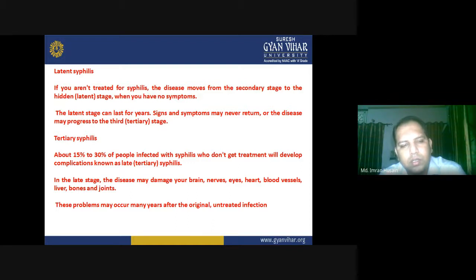Tertiary syphilis. About 15 to 30% of people infected with syphilis who do not get treatment will develop complications known as late or tertiary syphilis. In the late stage, the disease may damage your brain, nerves, eyes, heart, blood vessels, liver, bones, and joints. These problems may occur many years after the original untreated infection.